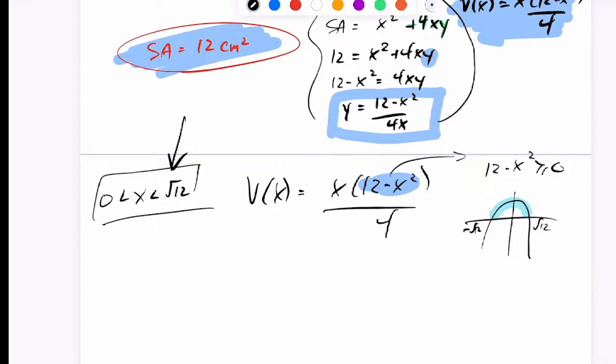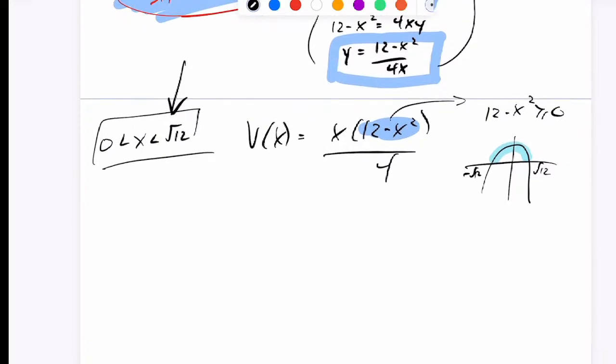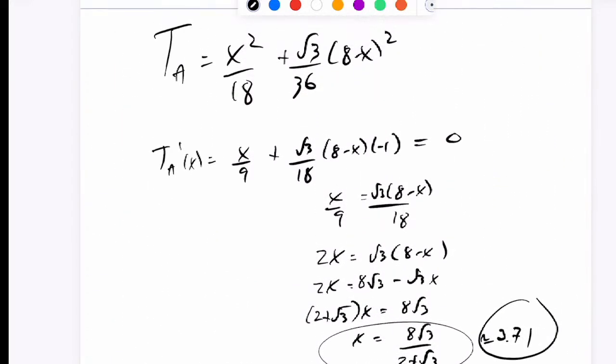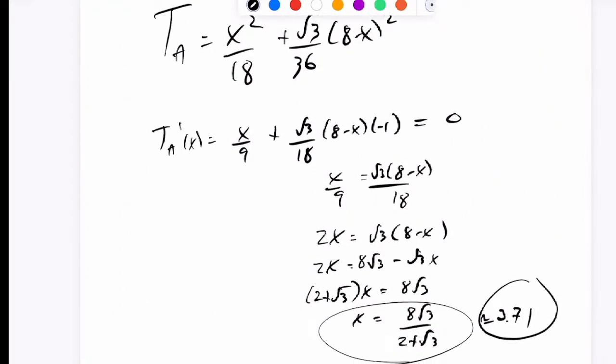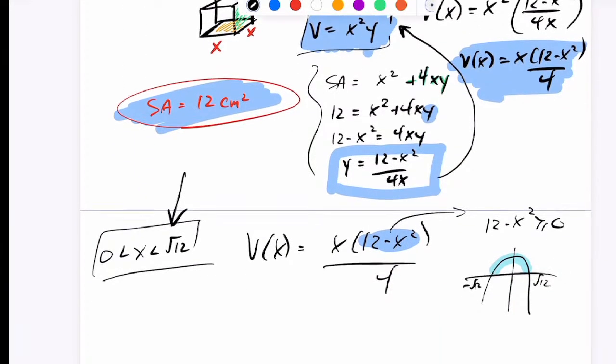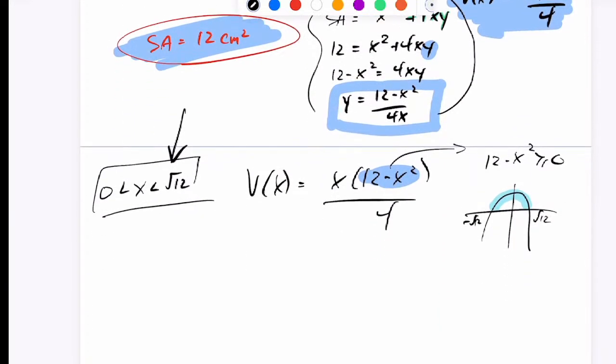Is this okay? I don't know, who wanted 32? This would be the idea with 32. Okay, and then from here, Eric, you take your derivative.